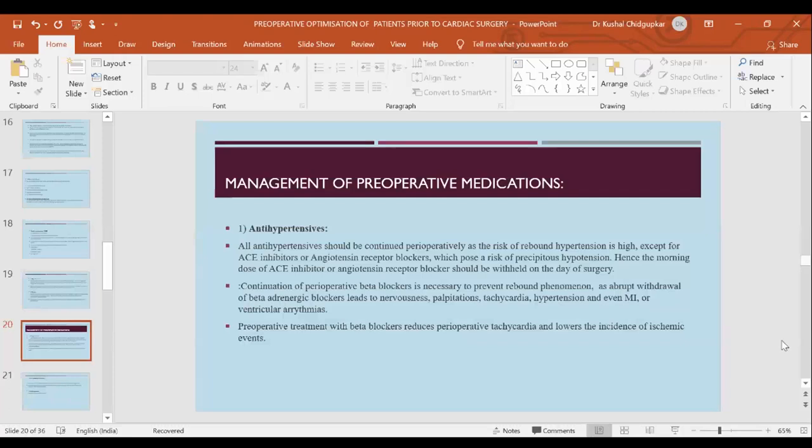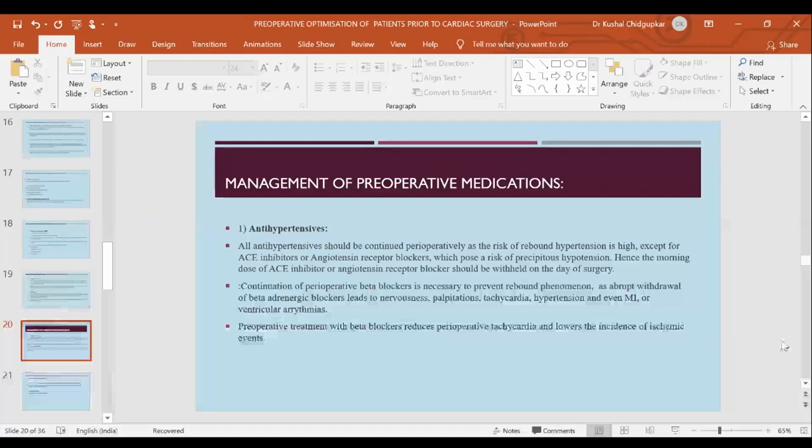There could be bleeding problems, there could be atheromas getting dislodged from the carotid vessels or renal vessels and something like that. So even hypertension is not desirable in the post-operative period. So you should discontinue the ACE inhibitors morning dose. That is the practice which is followed in most centers, and you restart it, but do not forget to restart it as soon as it is possible.